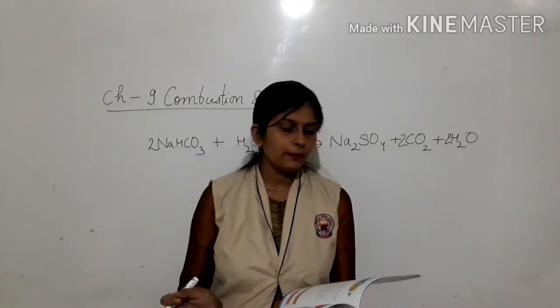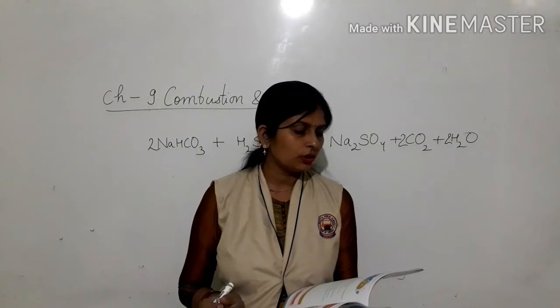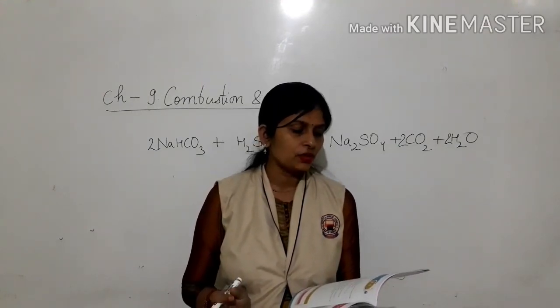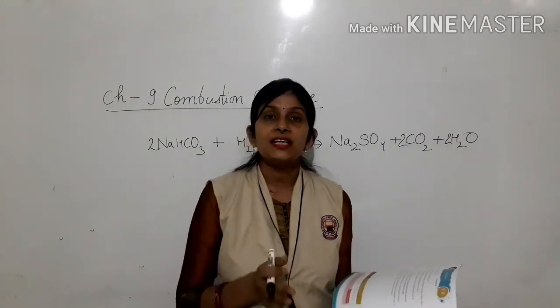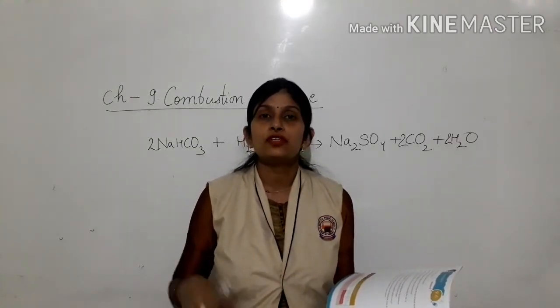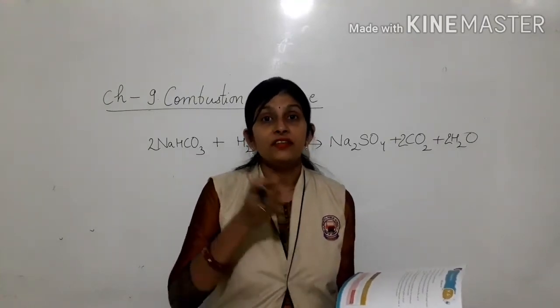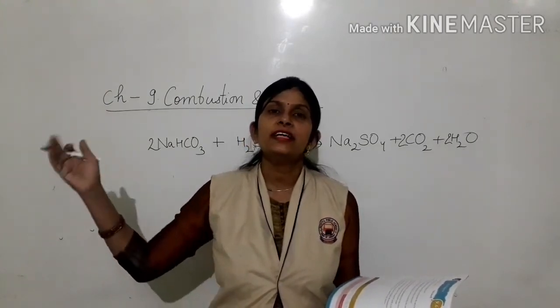Now worksheet 9.6 advanced. Answer the following questions. Question number 1. Why is combustion known as a chemical process? Because in combustion a substance burns in the presence of oxygen to give off heat and light. It means that the substance reacts with oxygen to form new substances along with heat and light.